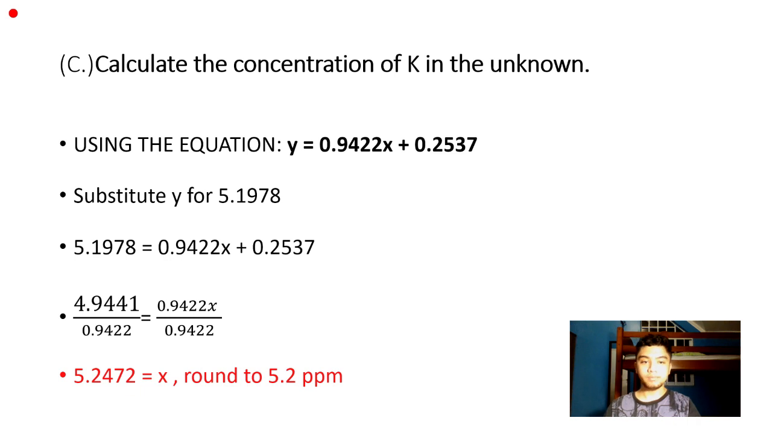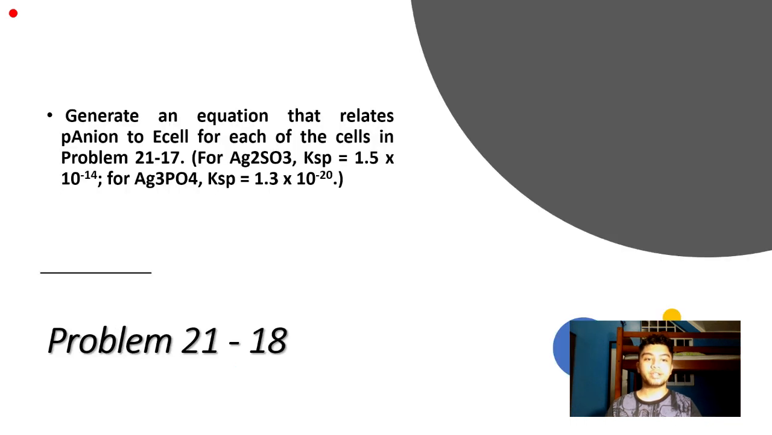Now, let's try this second problem. Generate an equation that relates the pX ion to E cell for each of the cells in problem 17. There's a note here: for Ag2SO3, the Ksp is equal to 1.5 times 10 to the negative 14. For Ag3PO4, the Ksp is equal to 1.3 times 10 to the negative 20. This problem is an example of potentiometry. So okay, let us start.